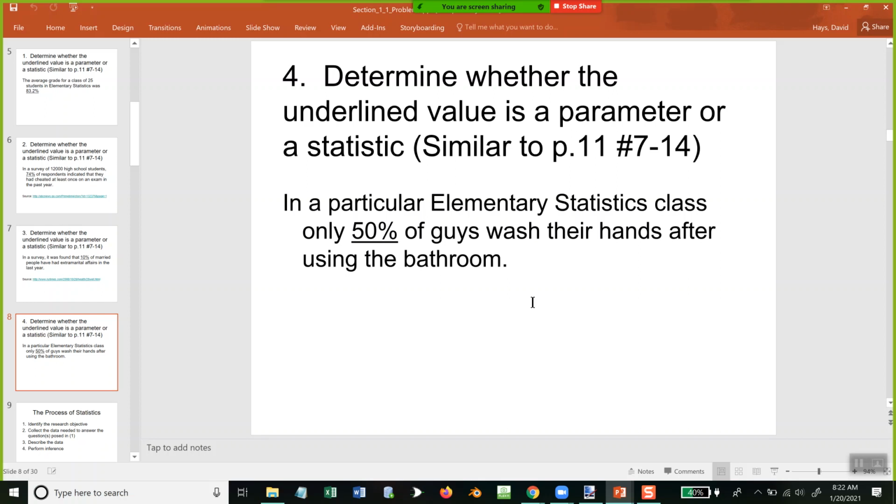Could be. Very well could be. Only 50% of the guys wash their hands after using the bathroom. Somebody asked, well, is it a stats class just with guys, or are there any girls in it? Because if there are girls in there, what does this word guys imply? Like you say, a sample, a statistic. If the stats class just has guys, it could be a parameter.